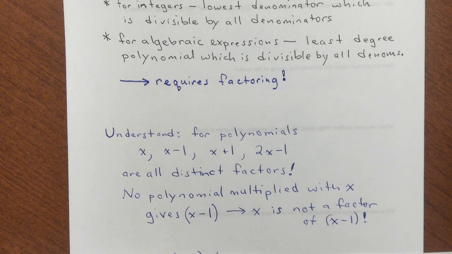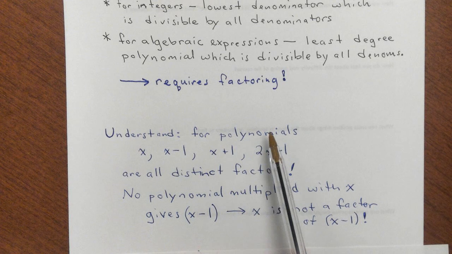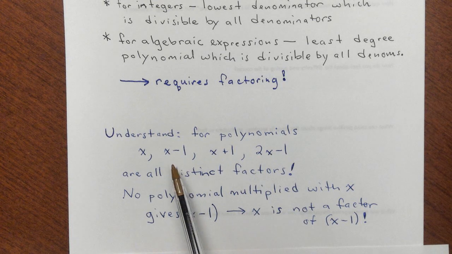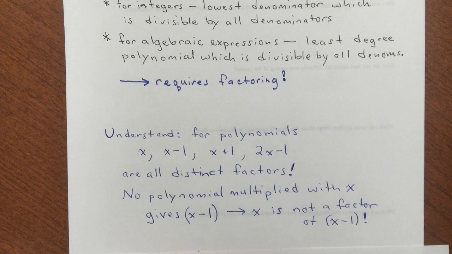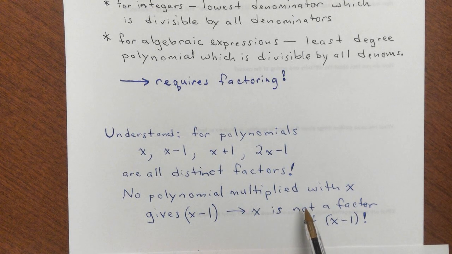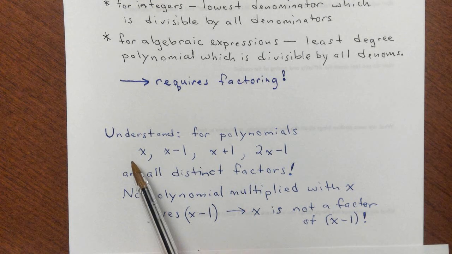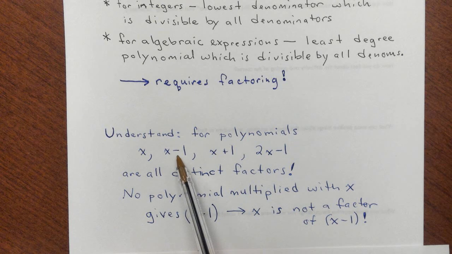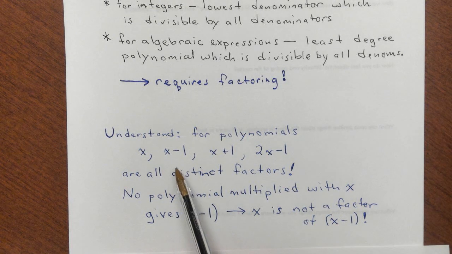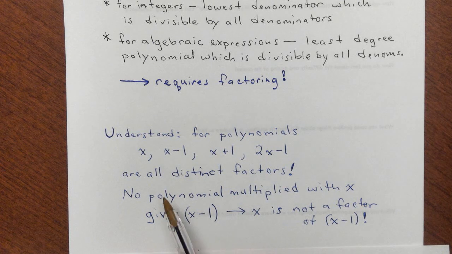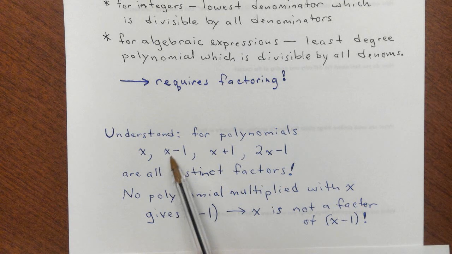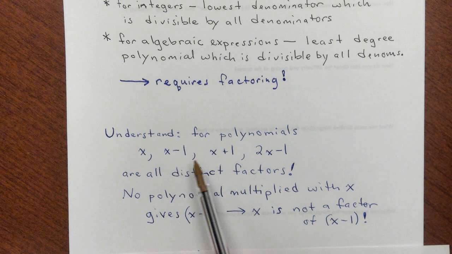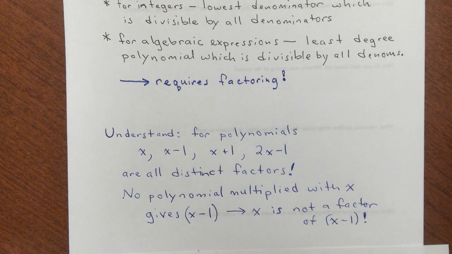We are factoring, and you need to understand that for polynomials, x, x minus 1, x plus 1, 2x minus 1, these are all distinct factors. That is to say, there is no polynomial I can multiply with x to get x minus 1. X is not a factor of x minus 1. We've been factoring all year. You know that if I get x minus 1, I'm done. That cannot factor further. Similarly, x minus 1 and x plus 1 are not factors of one another.